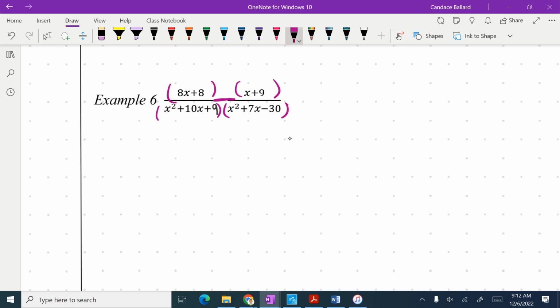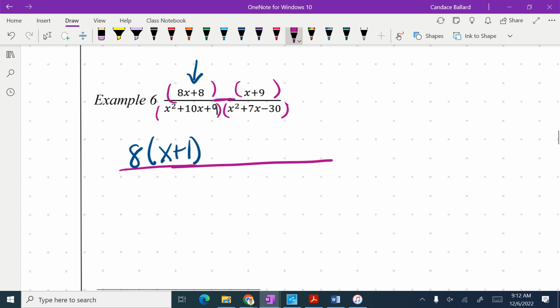Okay, let's take a look together. So, what's the very first thing I look for when I factor? Greatest common factor. So in this first one, what's the greatest common factor? 8. All right, what was left behind when you divided? Good. Nothing I can do with the x plus 9, right?